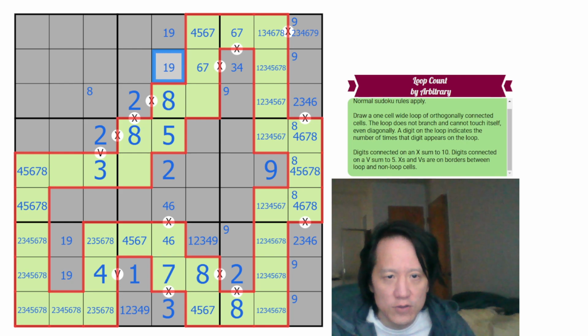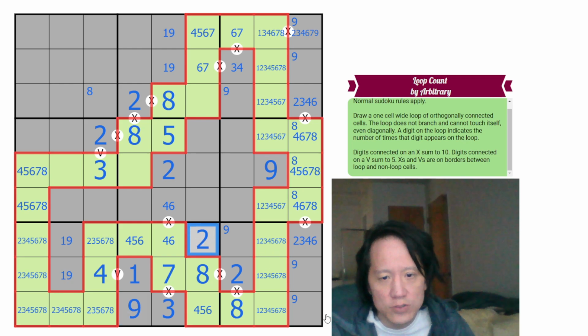So the 5 is no longer here. This cannot be 7. This can't be 7. We can't have 1, 3, or 4. This can't be 2, so this must be a 9. This has to be 2. This can't be 9.